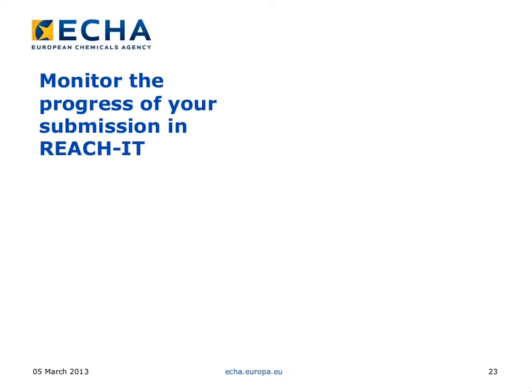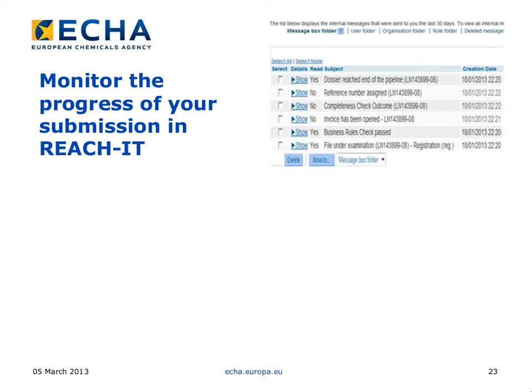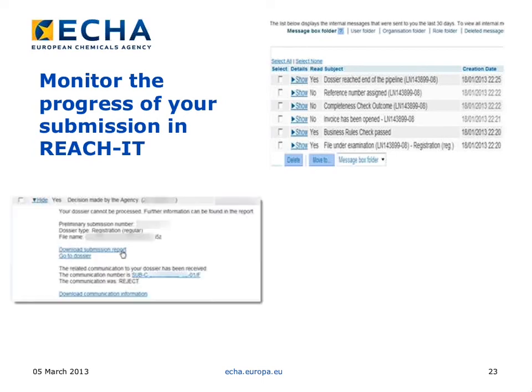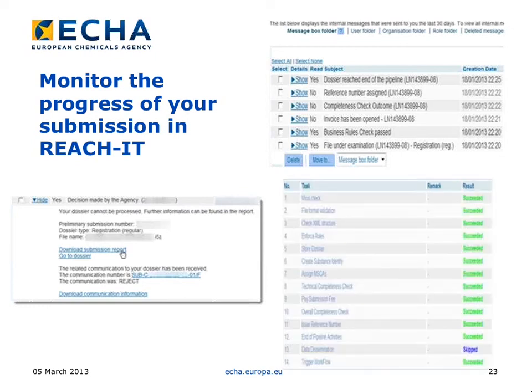If you want to monitor the progress of your submission in REACH IT, you can go to the REACH IT homepage. Then go to your message box folder. Open the message. Click on the Download Submission Report link. And that will lead you to the submission report. There you can see on which exact step your dossier is.